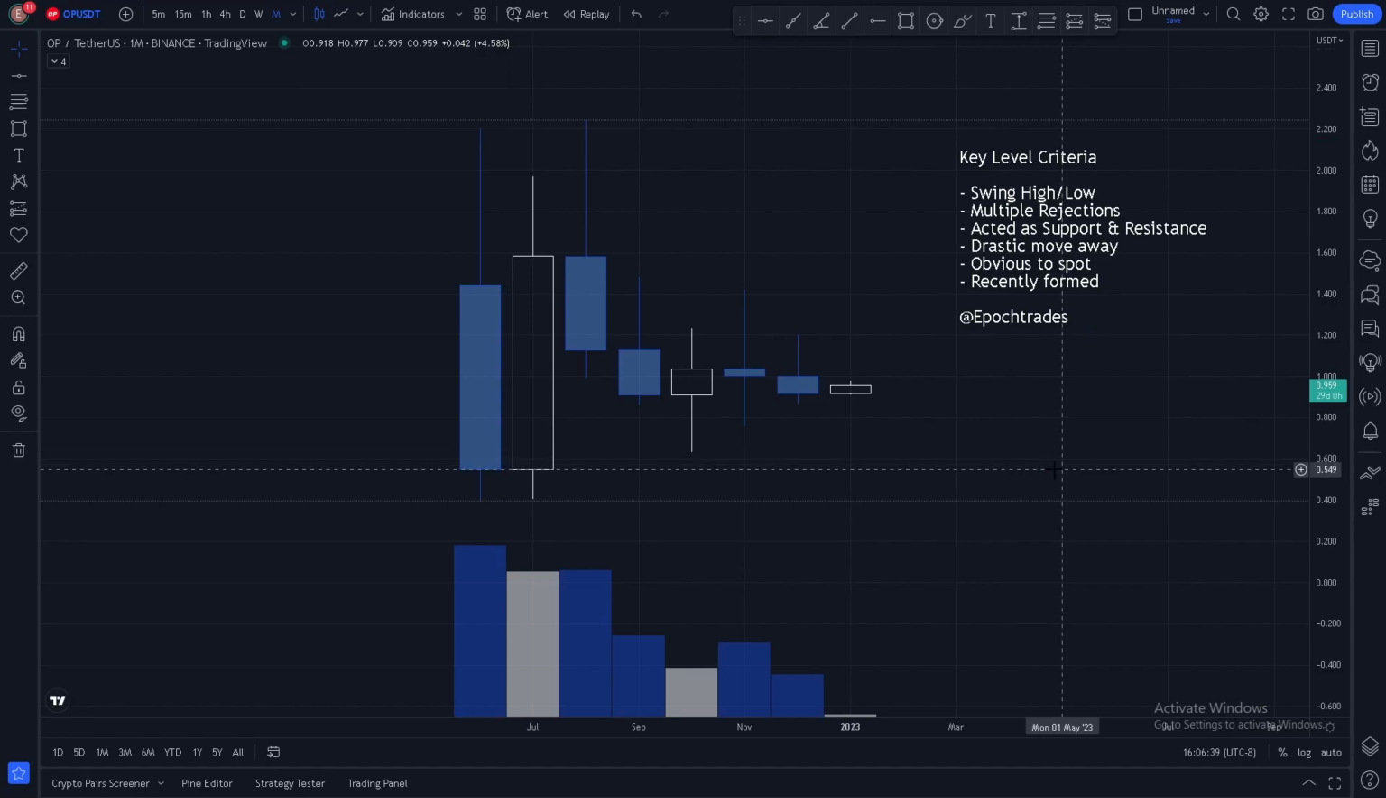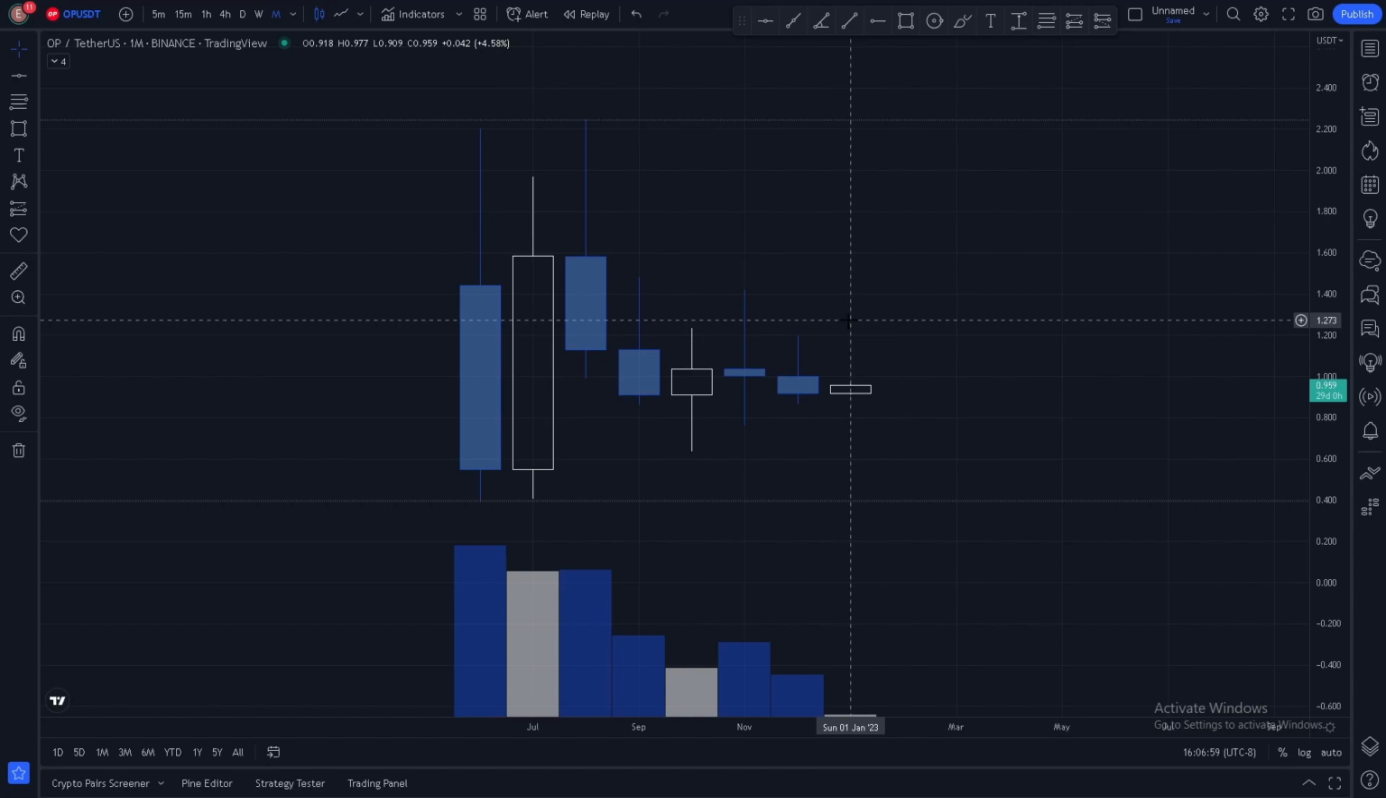Today we're going to be covering key levels on the monthly and weekly chart for Optimism. So, as always, our key level criteria: we look for swing highs and swing lows, multiple rejections, acted as support and resistance, drastic moves away, obvious to spot, and recently formed. So, let's go ahead and hop right in.